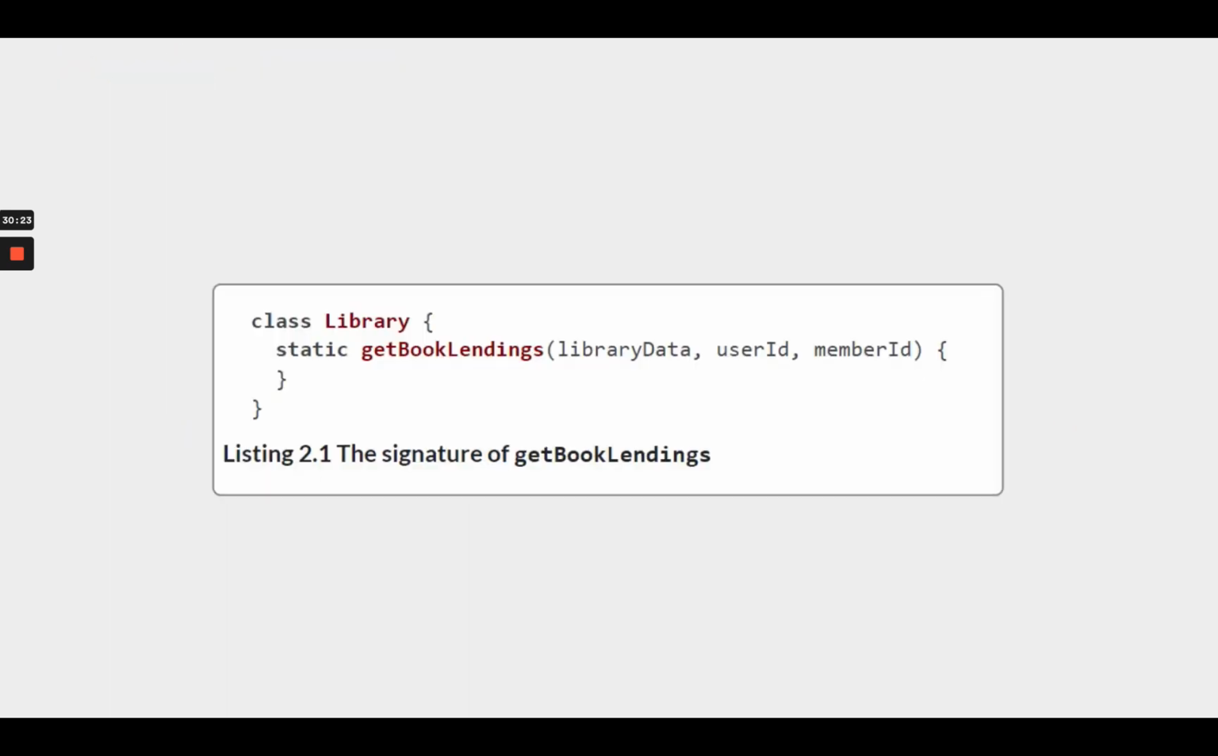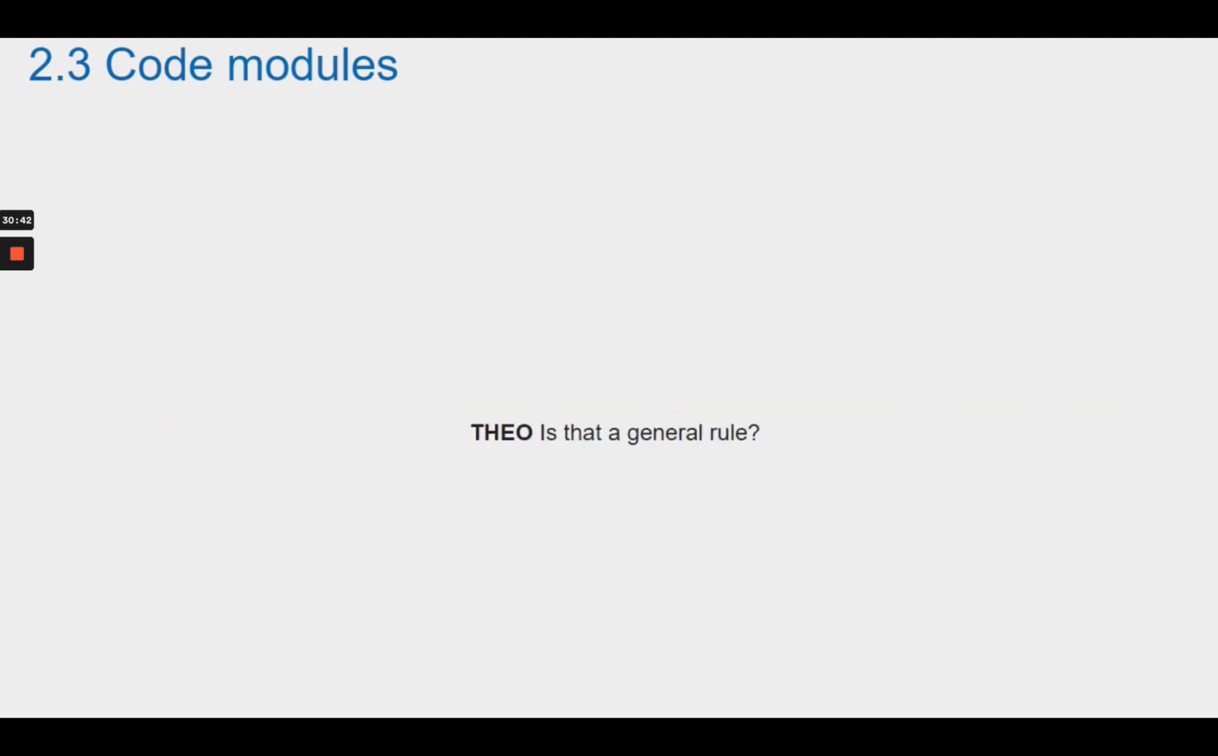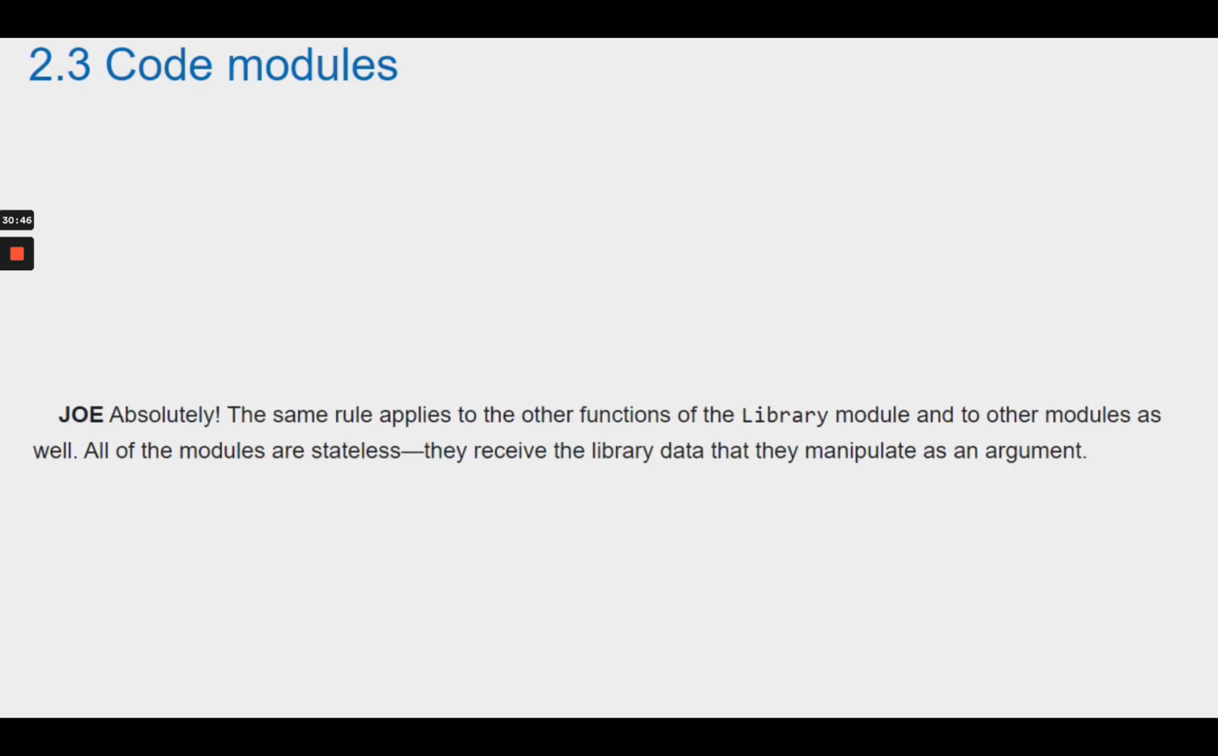Joe: Well, in DOP, we pass data as an explicit argument. The signature of getBookLendings would look like this. The state of the library is stored in library data, and library data is passed to the getBookLendings static method as an explicit argument. Theo: Is that a general rule? Joe: Absolutely. The same rule applies to the other functions of the library module, and to other modules as well.